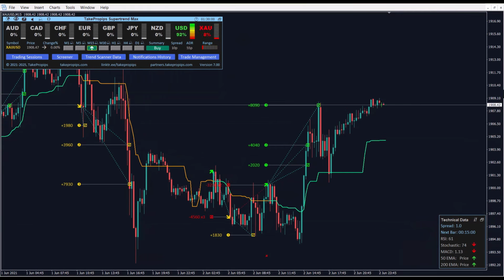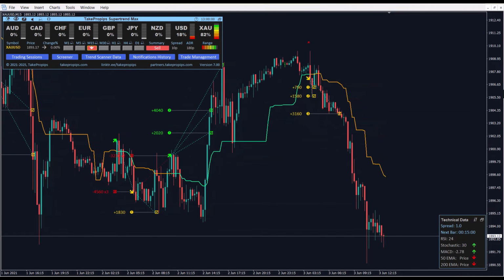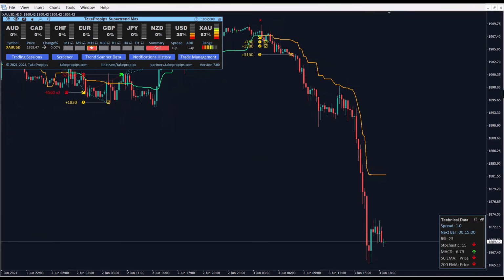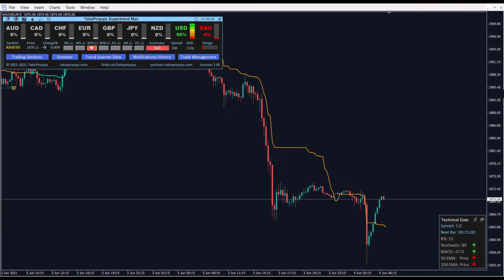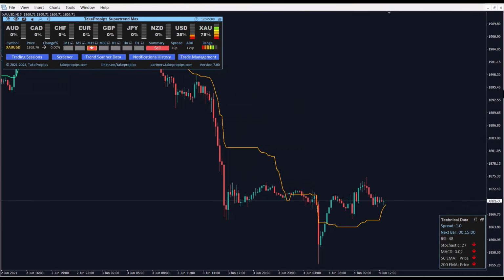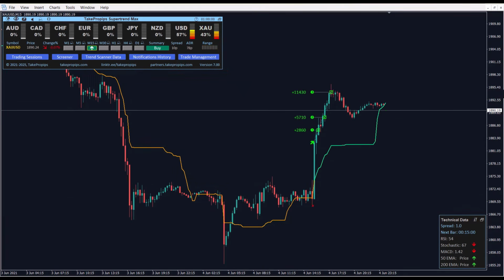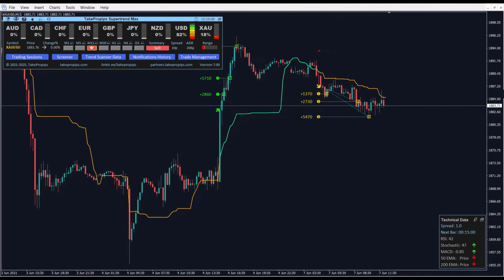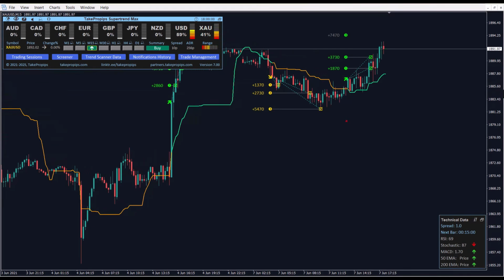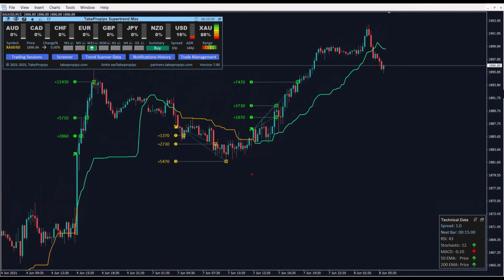The first indicator I always recommend is the moving average. It's basic, but it's powerful. A moving average smooths out price action and helps you see the overall trend. If price is consistently above the moving average, you're likely in an uptrend. If it's below, you're likely in a downtrend. Many beginners use combinations like the 50 EMA and 200 EMA to spot trend direction and potential crossovers. It's clean, visual, and easy to understand.